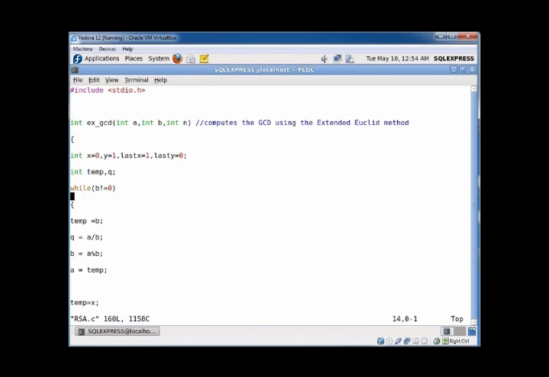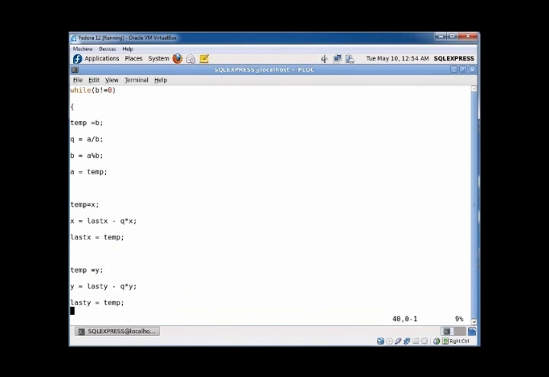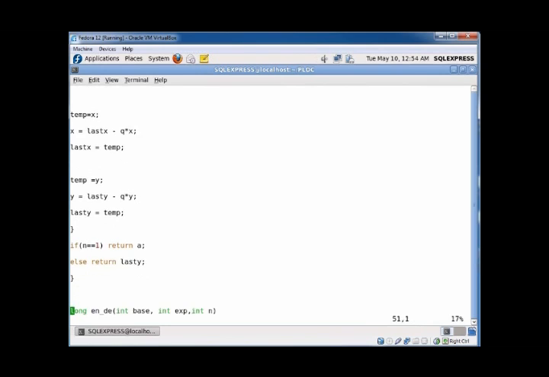The C language implementation for encryption and decryption of the RSA algorithm is as follows.